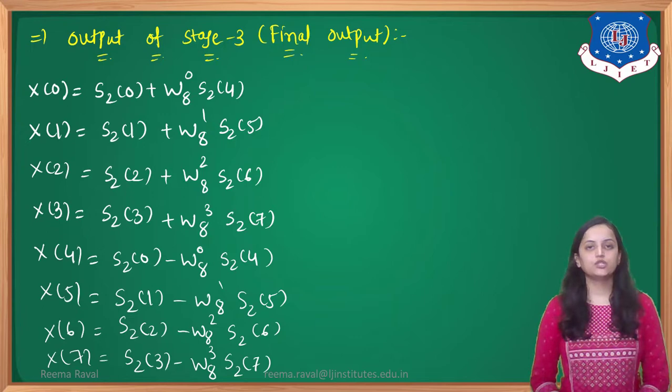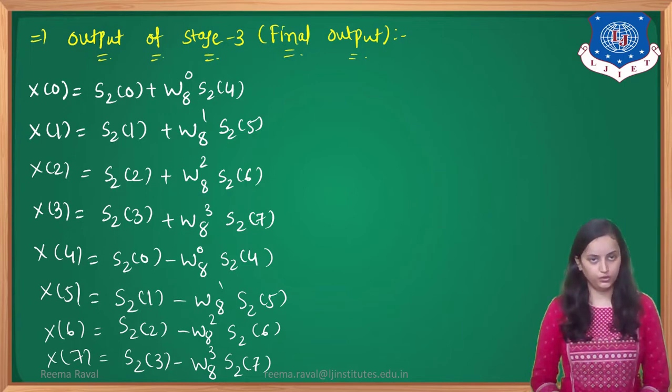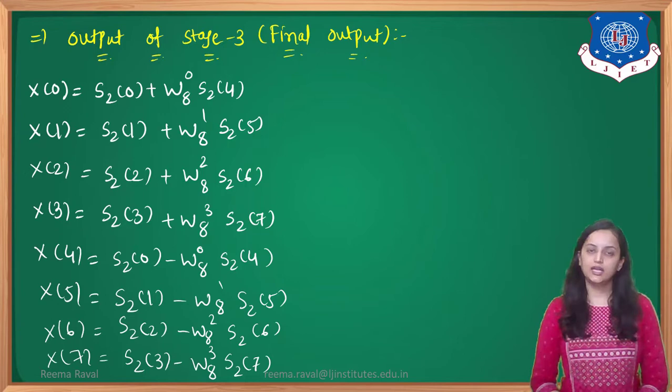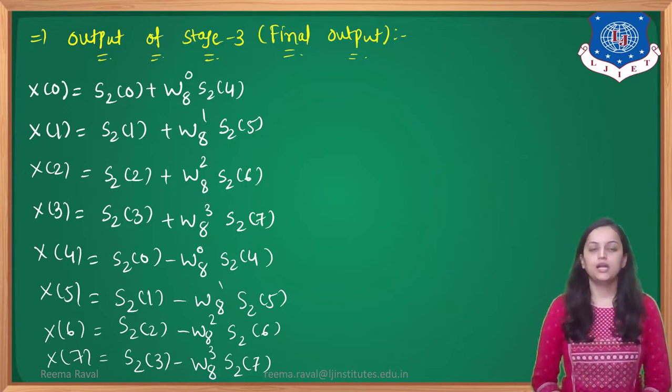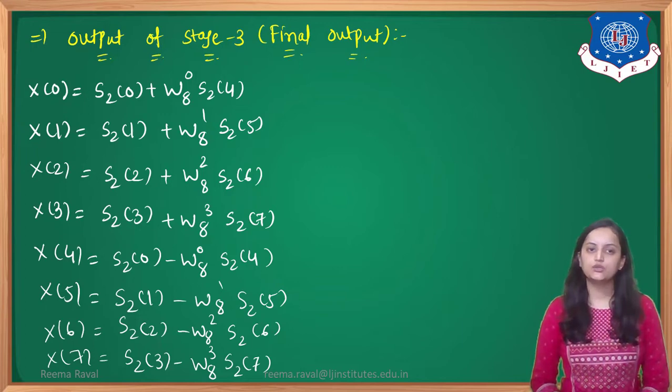X of 1 equals S2 of 1 plus W81 S2 of 5. X of 2 equals S2 of 2 plus W82 S2 of 6. X of 3 equals S2 of 3 plus W83 S2 of 7. X of 4 equals S2 of 0 minus W80 S2 of 4. X of 5 equals S2 of 1 minus W81 S2 of 5.